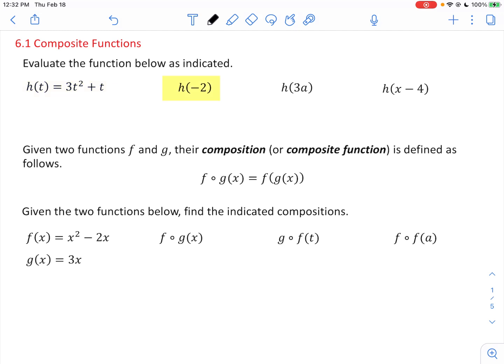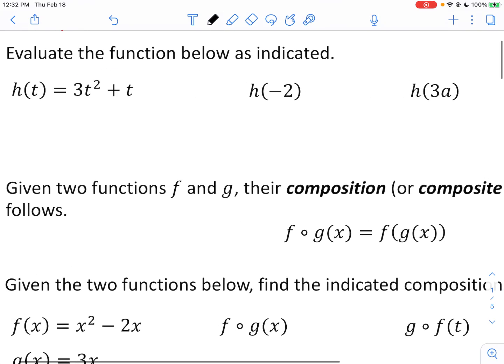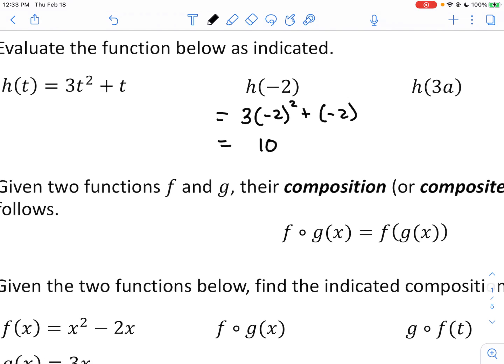H of negative 2 means we take this rule and we replace the t's with negative 2. So it would become 3 times negative 2 squared plus a negative 2. And we get 3 times 4, that's 12, plus negative 2, and we get 10 out of this.